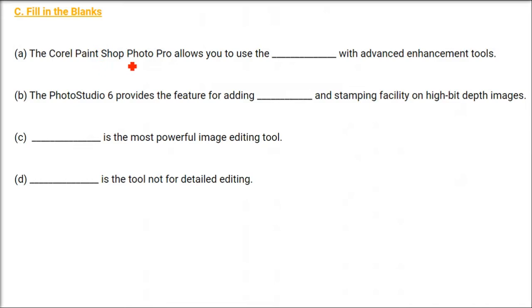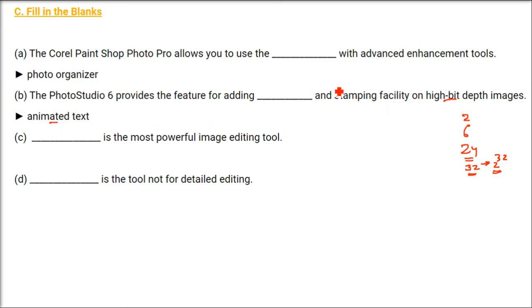Fill in the blanks. The Corel Paint Shop Photo Pro allows you to use the dash with advanced enhancement tools. So the answer here is Photo Organizer. It's kind of a directory, so you can organize the photos like we have Google Photos, etc., with dates. The Photo Studio 6 provides the feature of adding dash and stamping facility on high bit depth image. High bit depth means we are not talking about 2 or 6 or 8. We're talking about more than that, right? Like 32, 24, this strong depth image, that is 2 to the power 32 shades it can have.